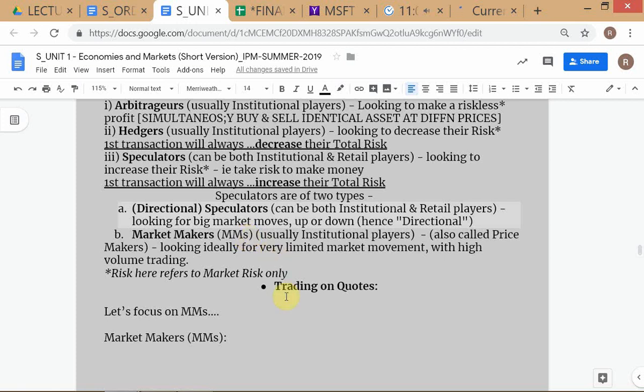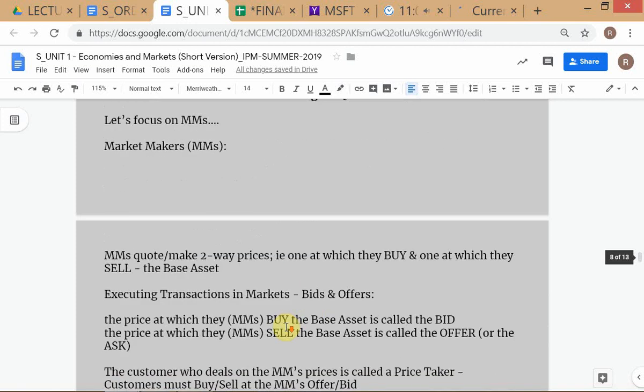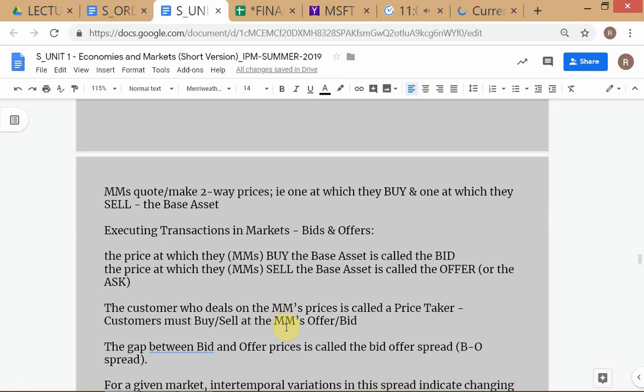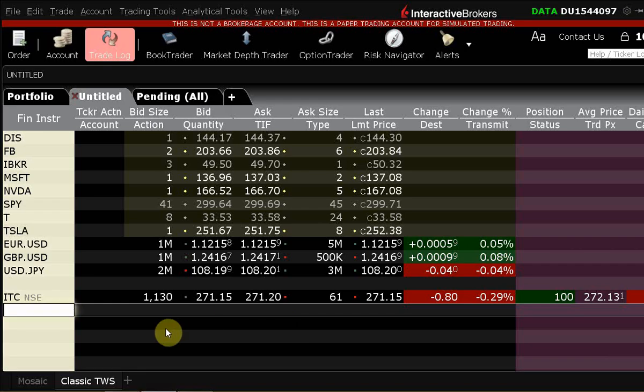Let's understand what market makers do. In fact, I can go a little bit further down and look at this. Now we are looking at a market maker's price in ITC, which is 271.15 to 271.20. You can imagine this as a market maker quoting the price. The NYSE has dedicated market makers, but we'll imagine here that there's a market maker making these prices. So if I want to sell ITC, which price do I sell at? 15 or 20?